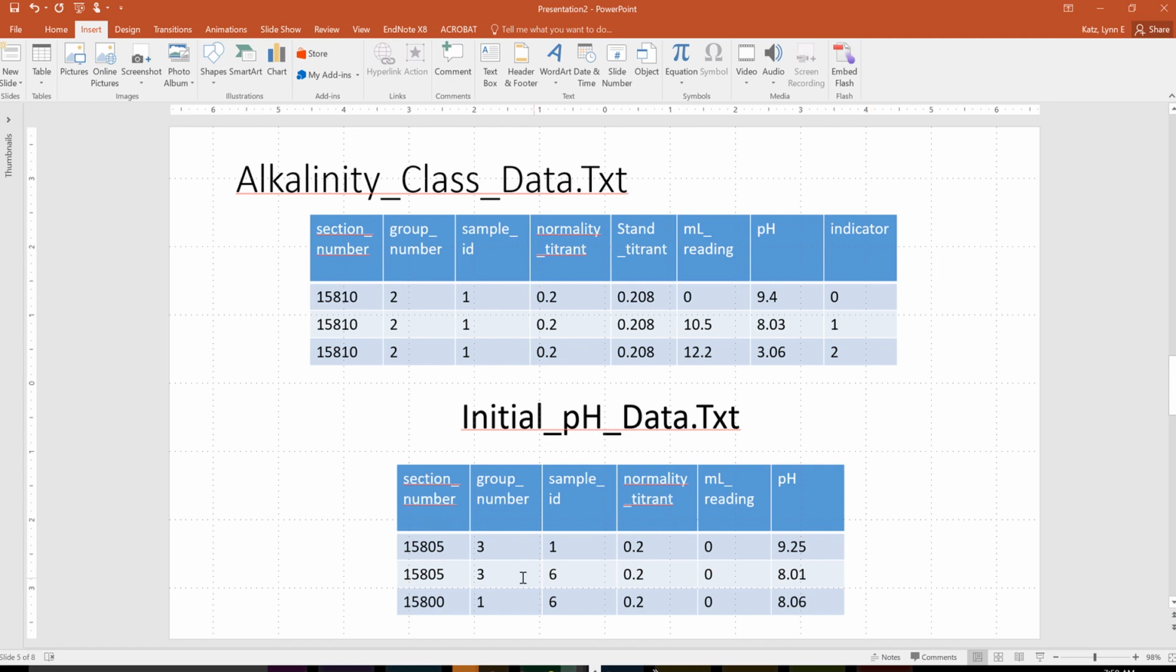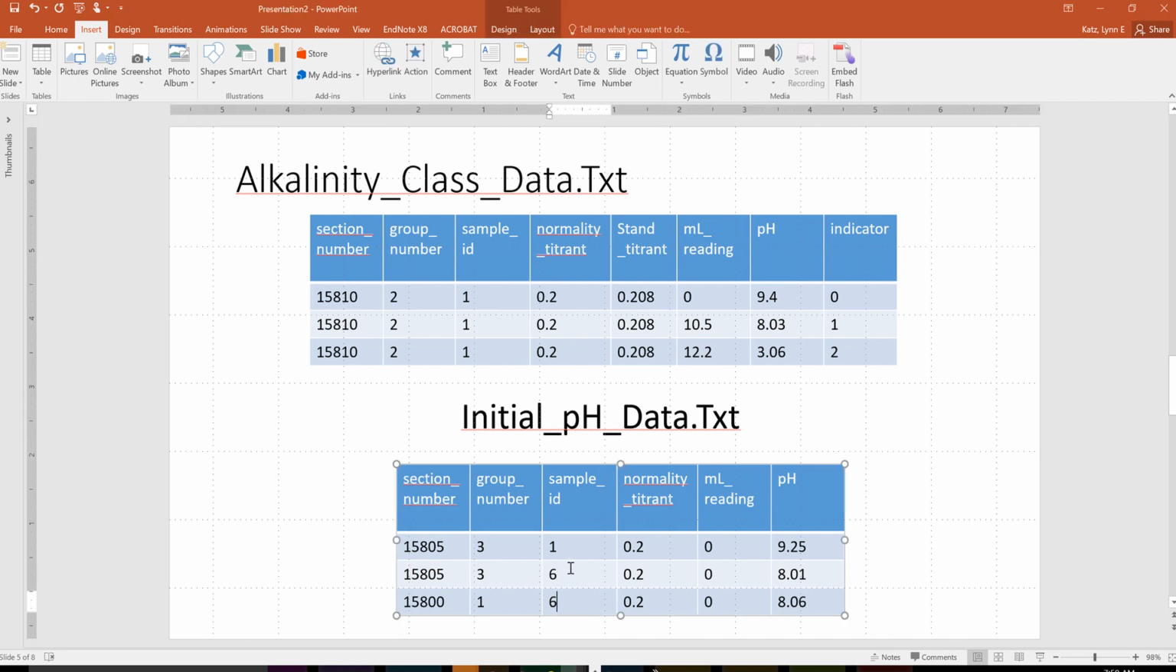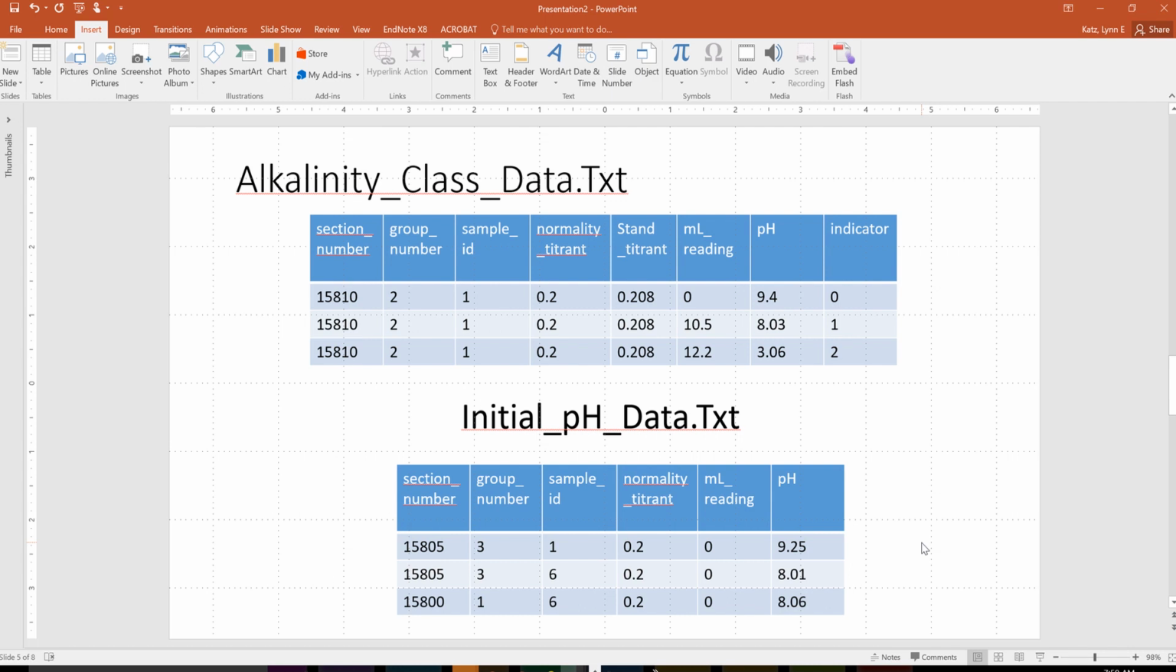The second thing you'll notice is I put here 2 samples for sample 6, and you'll notice how close the initial pH came. That's a good sign. Some of the other data wasn't quite as close. So this is what the data looks like.